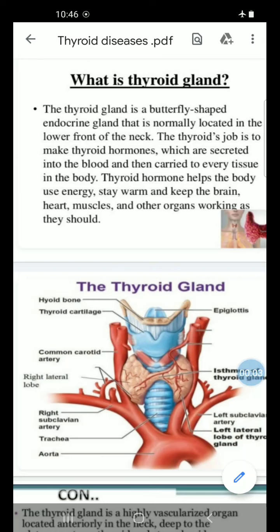Good morning. The next point is thyroid diseases. Before that, what is the thyroid gland? What are the functions, or what is the role, of the thyroid gland? So what is the thyroid gland?